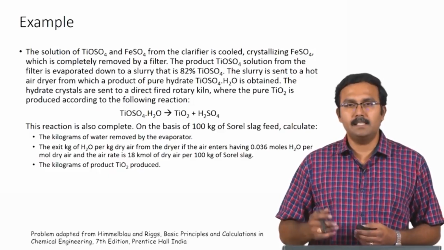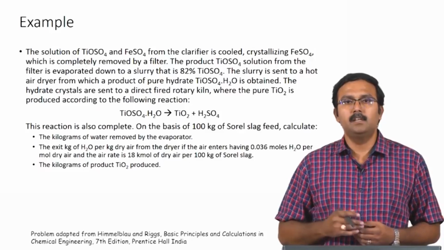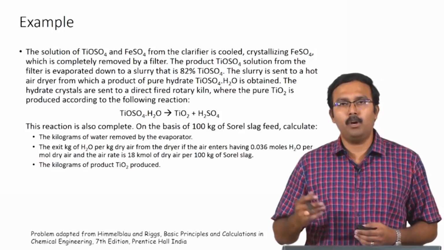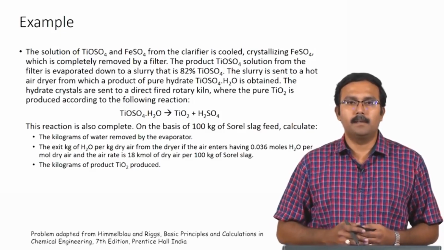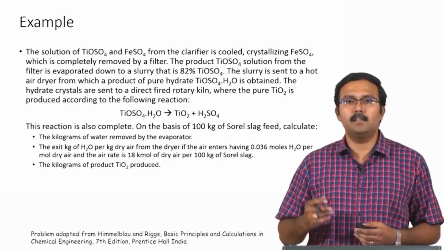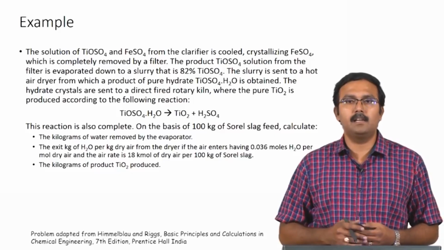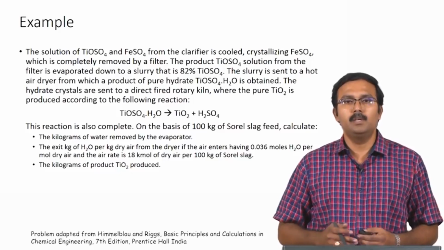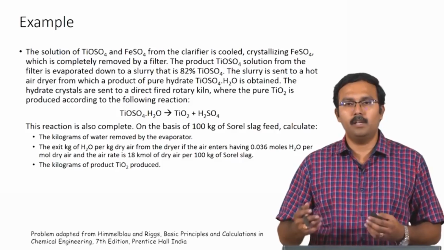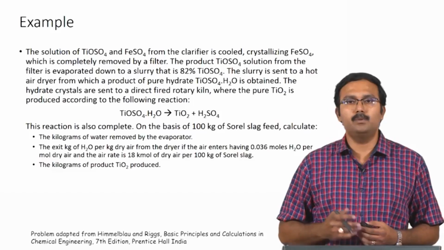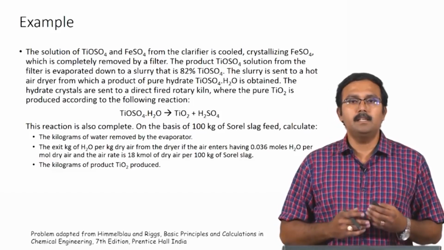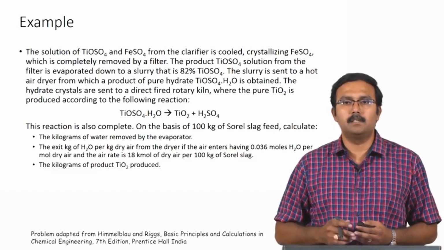The slurry is then sent to a hot air dryer, from which a product of pure hydrate, which is TiOSO4·H2O, is obtained. The hydrate crystals are sent to a direct fired rotary kiln, where the pure TiO2 is produced according to the following reaction, where the hydrate is converted to TiO2 and H2SO4. This reaction also goes to completion.